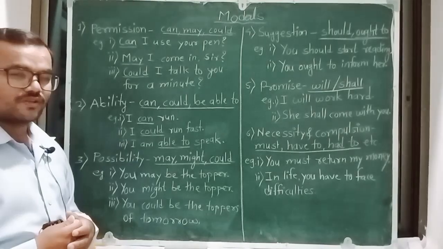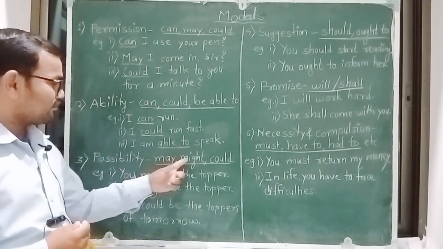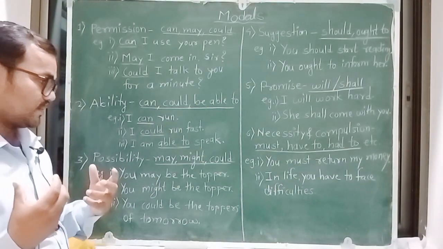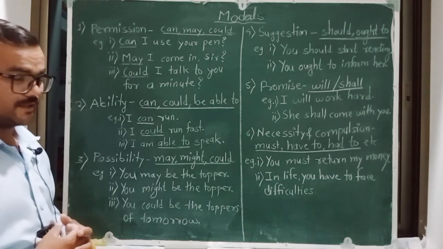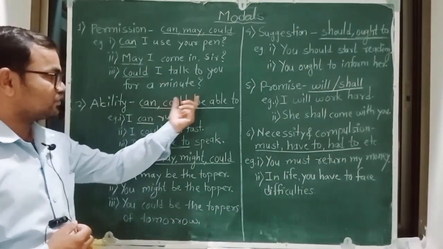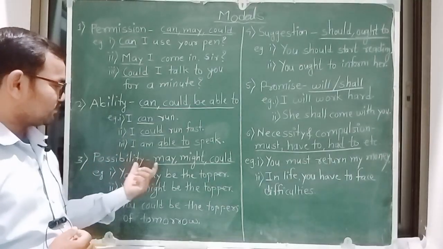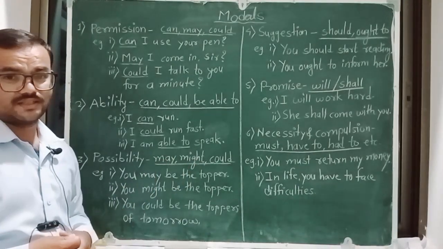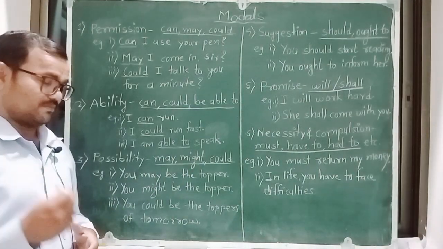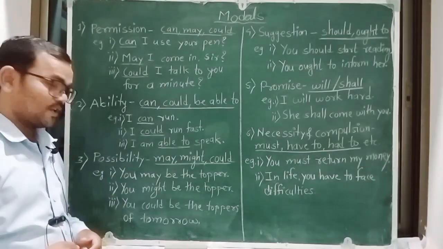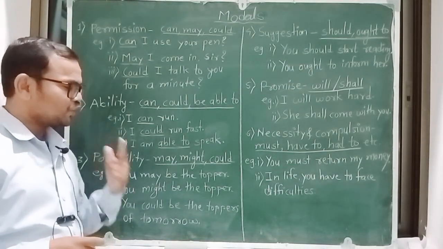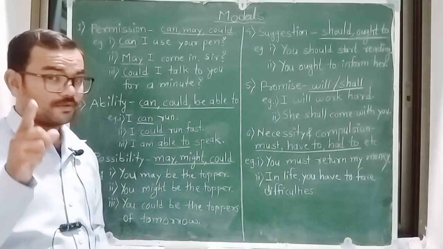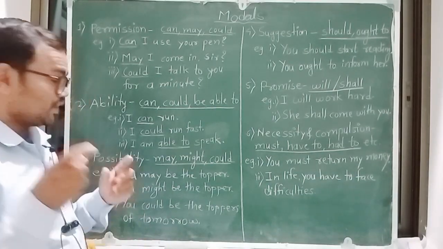If you see the first example, "You may be the topper," it indicates stronger possibility. Over here, may indicates stronger possibility. If you see the second example, "You might be the topper," in this sentence, might expresses possibility, but weaker than may. So may expresses stronger possibility, and might expresses weaker possibility as compared to may.